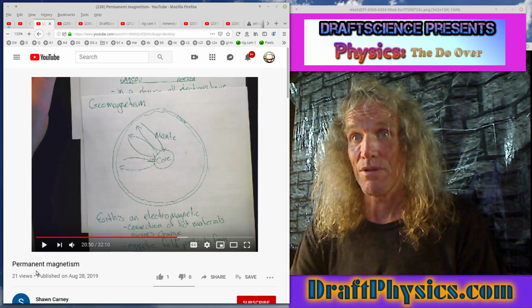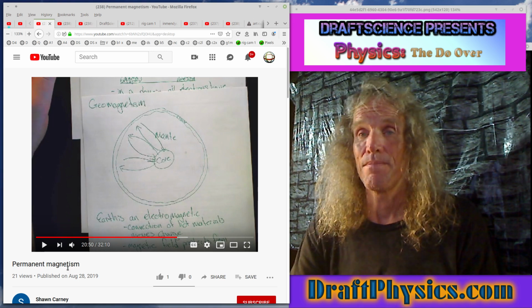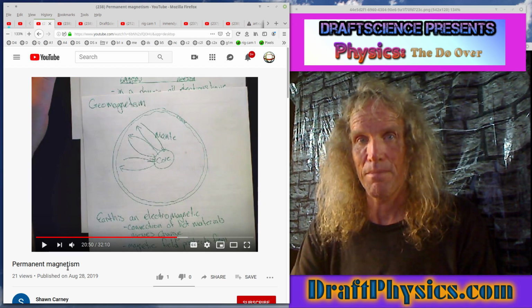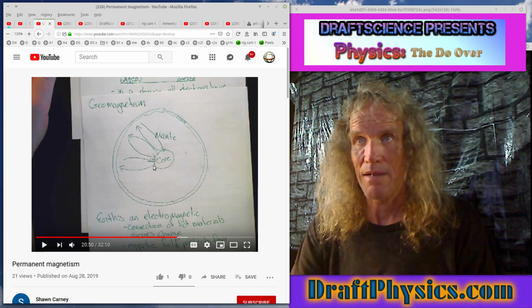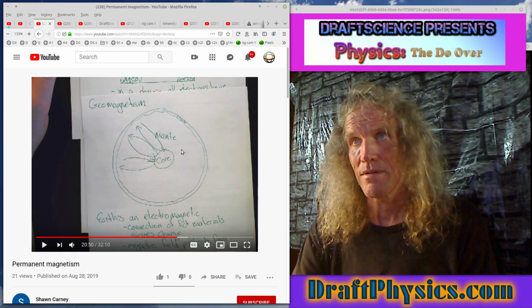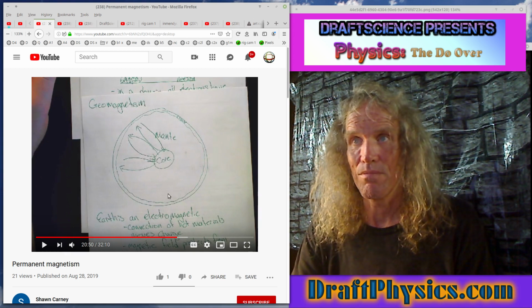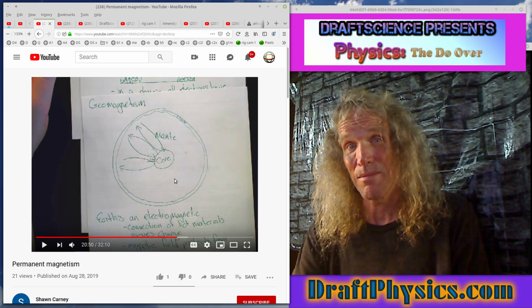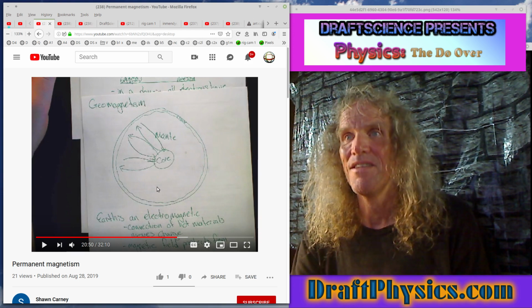So he's not really describing permanent magnetism. How does a permanent magnet work? It doesn't have a core, it doesn't have a mantle, it doesn't have any of this. So this conversation really isn't anything about how a permanent magnet works.